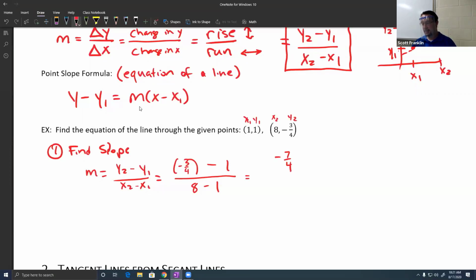Negative 7/4, I heard somebody say. You can think of this as 1 over 1, right? And the reason I do that is so I can find a common denominator, which is 4. Negative 3 minus 4 is negative 7, and then you keep the same denominator. So negative 7/4 over 7. And then to divide fractions, think of that as 7 over 1. I always was taught invert and multiply.